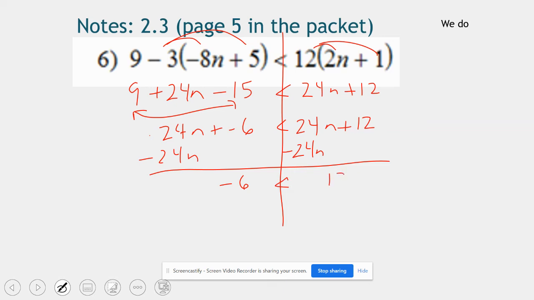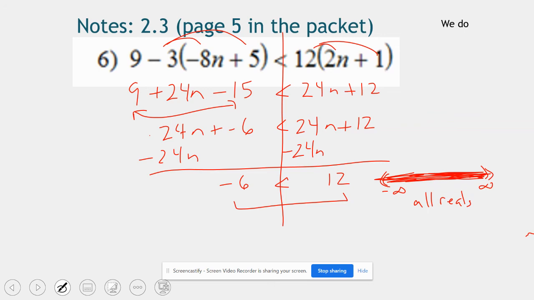The variables go away. There's always special cases when the variables go away. And so I ask, is this a true statement? So if this is a true statement, negative 6 is less than 12. Yes, it is. That means that this inequality is true for all real numbers. So you shade in dark the whole number line. I always like to write all reals with it too. You could even put an infinity and a negative infinity.